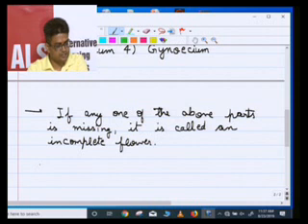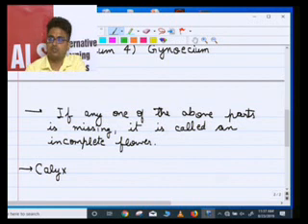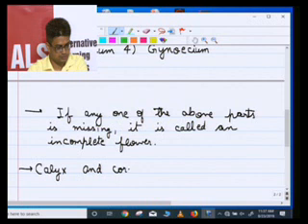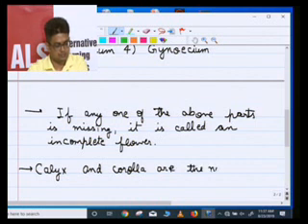Now, out of these, calyx and corolla are called the non-essential whorls of the flower.